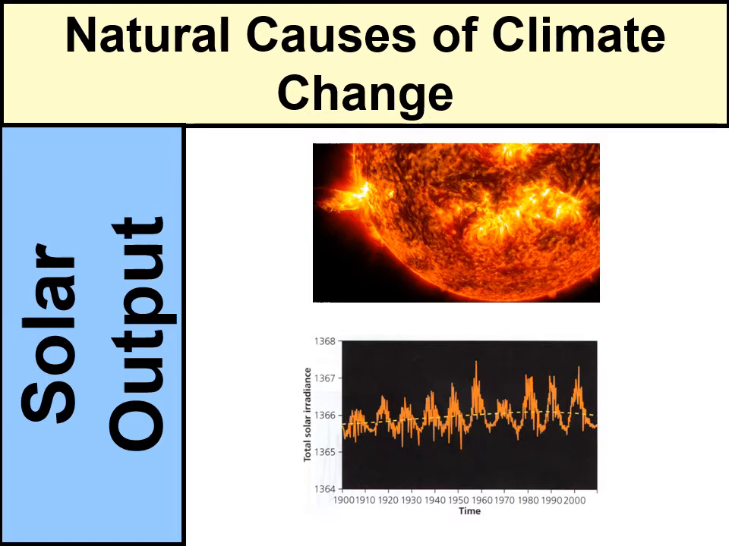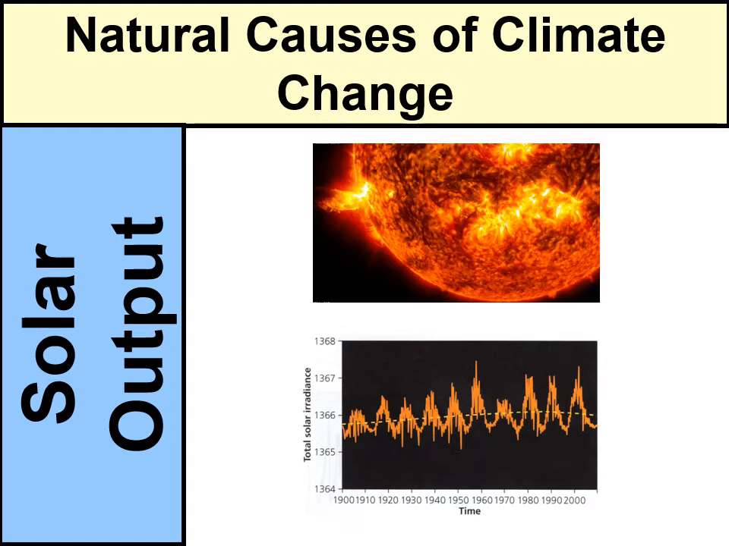The final natural cause of climate change that we've got here is solar output. So the sun has actually got its own weather systems, and sometimes the sun is a little bit warmer, gives off more energy, and sometimes a little bit colder, gives off a little bit less energy. Now, when I say it's a little bit colder, that's in comparison to the sun's heat, so it's colder in terms of the sun. And you can see at the bottom, there's huge fluctuations in the amount of energy received from the sun.